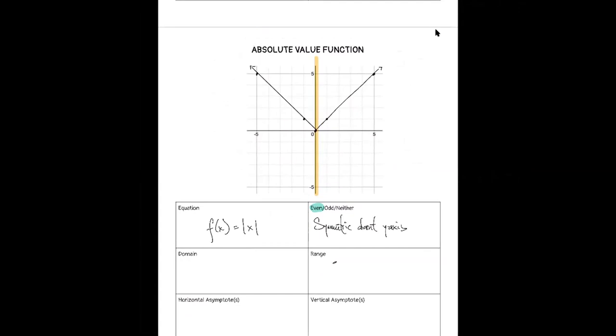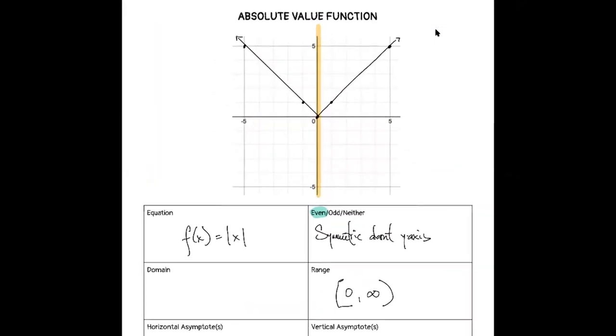Yeah, it's going to be bracket 0, comma, infinity, parentheses. Beautiful. Okay. What about the domain? Tell me about the domain. Are there any restrictions, things it cannot be? No, we can put in any kind of number we want. So our input, or our x values, are going to go from negative infinity to positive infinity. Okay.